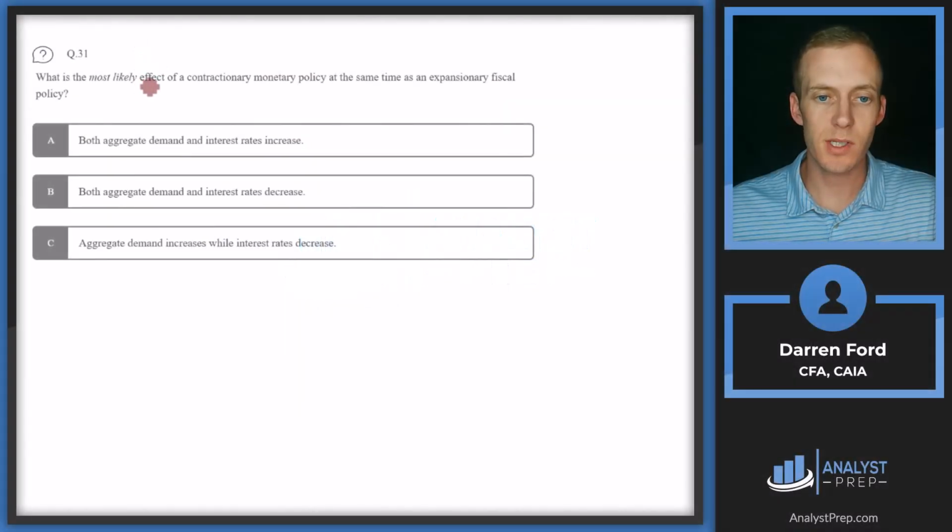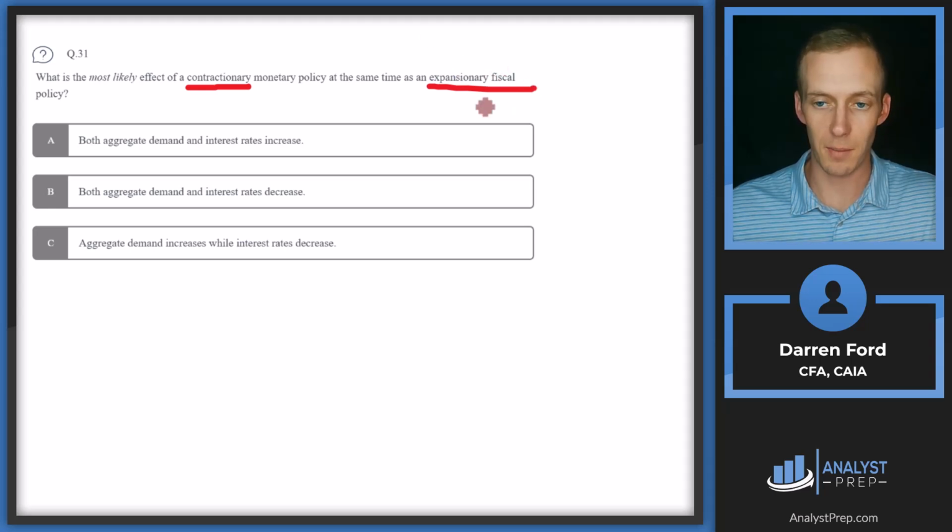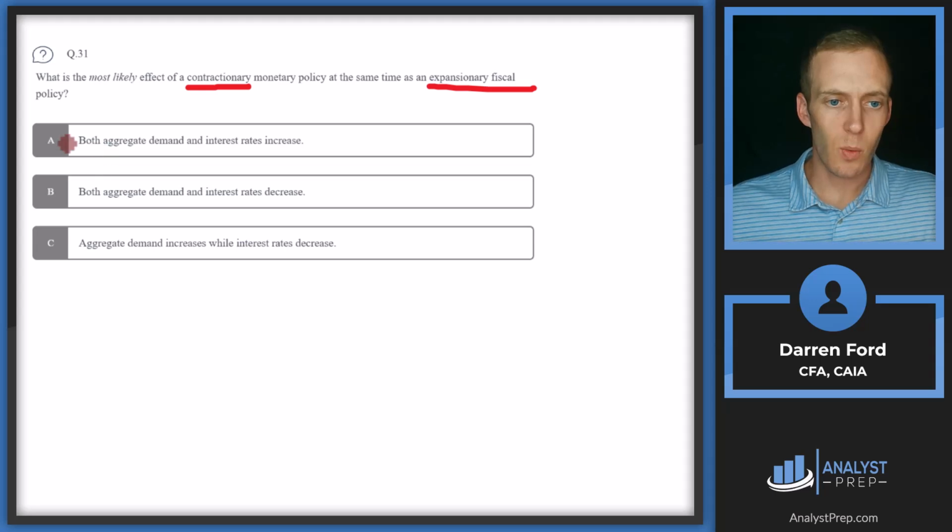Question 31. What is the most likely effect of a contractionary monetary policy at the same time as an expansionary fiscal policy? So contractionary, we're trying to slow down economic activity. Expansionary fiscal, we're trying to increase economic activity. So will it A, both aggregate demand and interest rates increase?